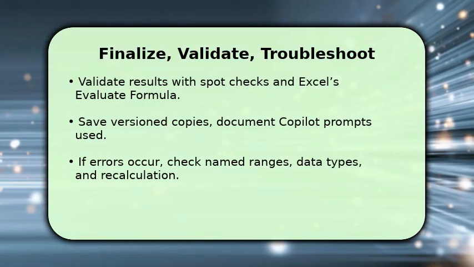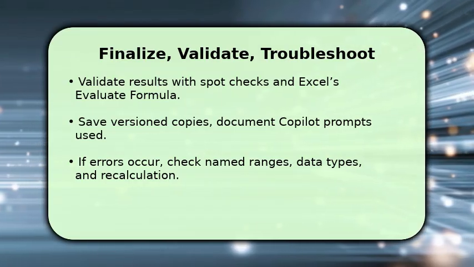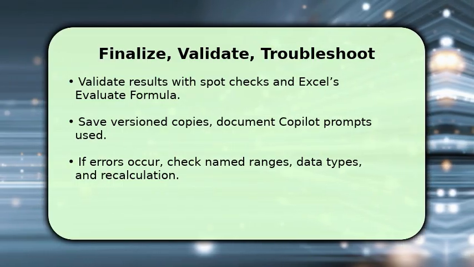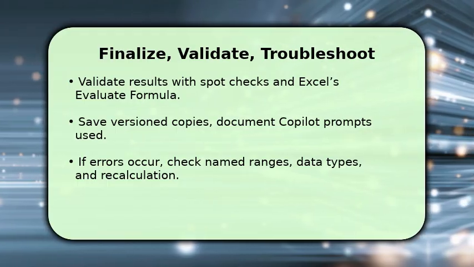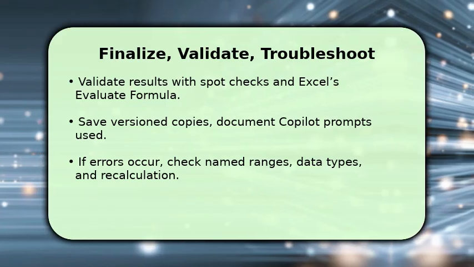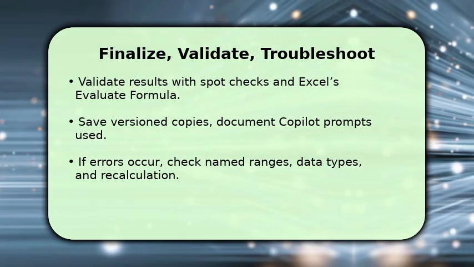Now verify everything. Run spot checks by comparing a few rows manually and use Excel's evaluate formula to trace generated expressions. Once satisfied, save a version copy and record the Copilot prompt so you can reproduce the workflow. If you need to share, export to PDF or share the workbook with viewer/edit permissions.